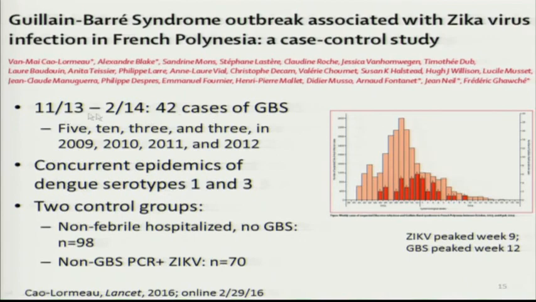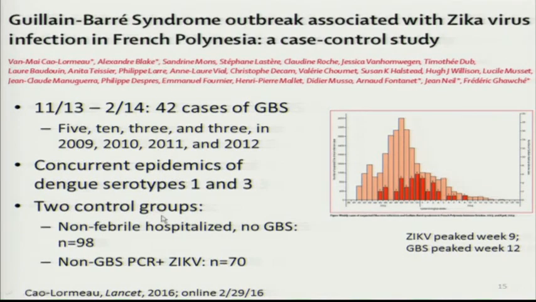So from November of 13 to February of 14, they noted 42 cases of GBS in French Polynesia. In the previous 4 years, so that's in 3 months, 42 cases. In the previous 3 years, for a whole year, there had only been 3 to 10 cases each of those years. As a side comment, there were concurrent epidemics of dengue 1 and 3 during this time.